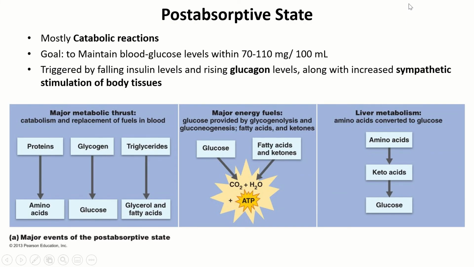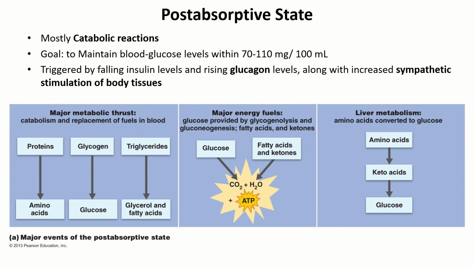So the post-absorptive state is more or less the opposite of the absorptive state itself. Here we're seeing mostly catabolic reactions. All those proteins we formed are broken down into amino acids, glycogen is broken down into glucose, and triglycerides are pulled out of storage and broken down into glycerol and fatty acids. The goal here is to make sure that falling blood glucose levels stop falling and stay within a healthy level, somewhere between 70 to 110 milligrams of glucose per milliliter.